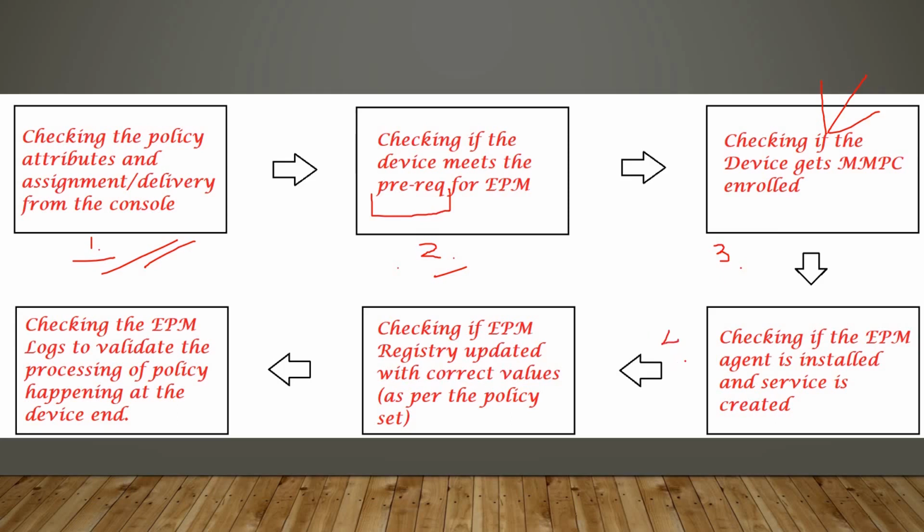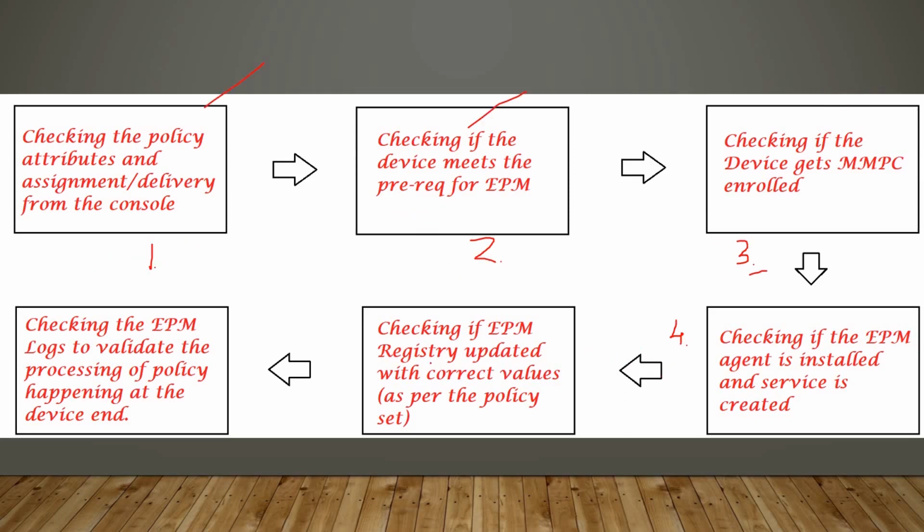If it has happened, then step 4 involves seeing whether the EPM agent is getting successfully installed or not. We can check that by going into the MSI registry and seeing whether the EPM agent was downloaded. Then we can see whether the EPM agent was installed or not. And if the EPM agent was installed, then we can see the folder structure, whether the C drive, Program Files, Microsoft EPM agent folder got created or not. And if it got created, then whether the Microsoft EPM service got created or not. Only if these things have happened will the policy processing happen. So step 4 will involve checking all these things in the device.